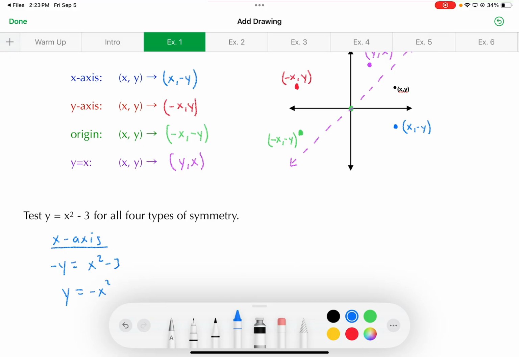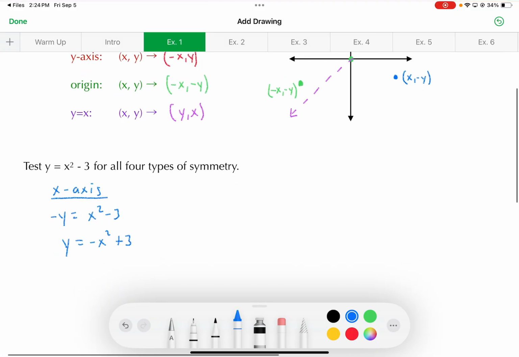I'm going to end up with y equals negative x squared plus 3. So that means that the point x, negative y is not producing the same equation, the same result as the original y equals x squared minus 3 is. So that means there's no symmetry here with the x-axis.